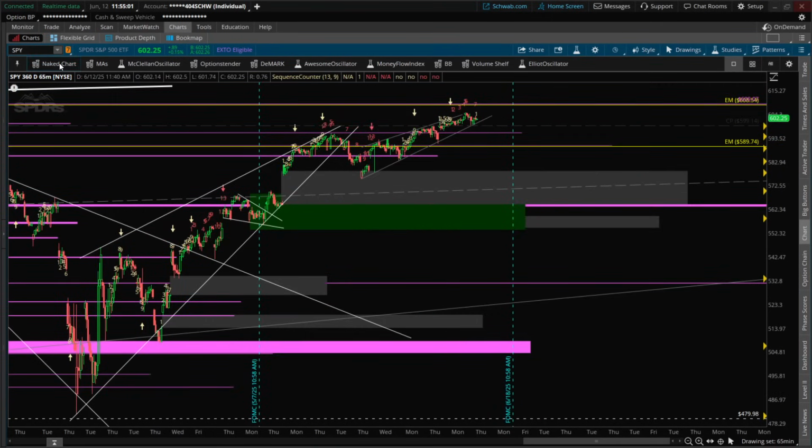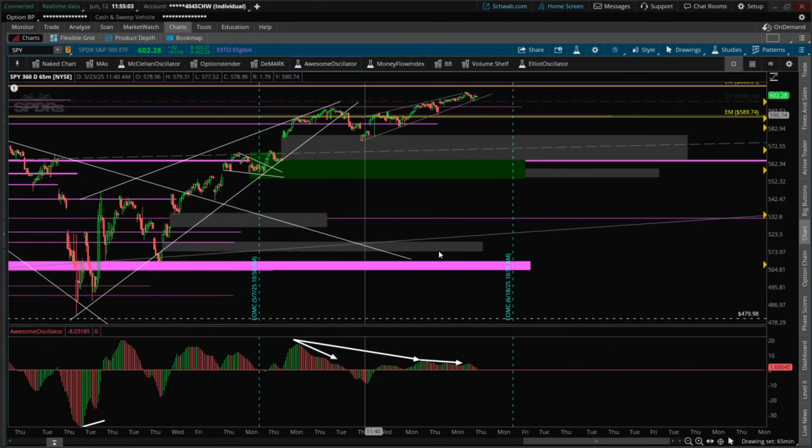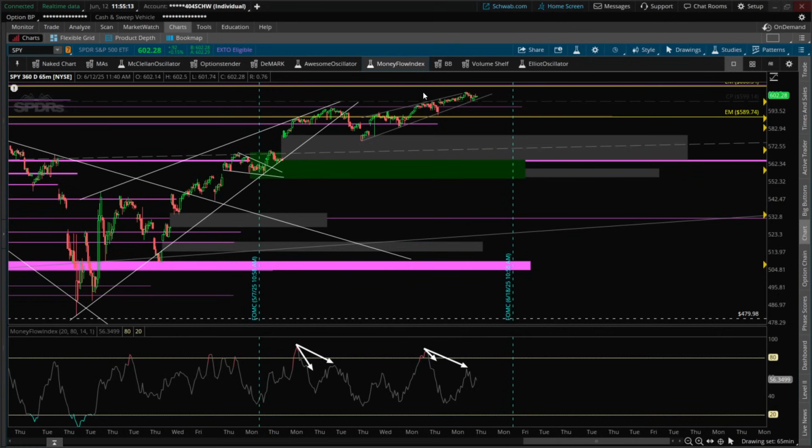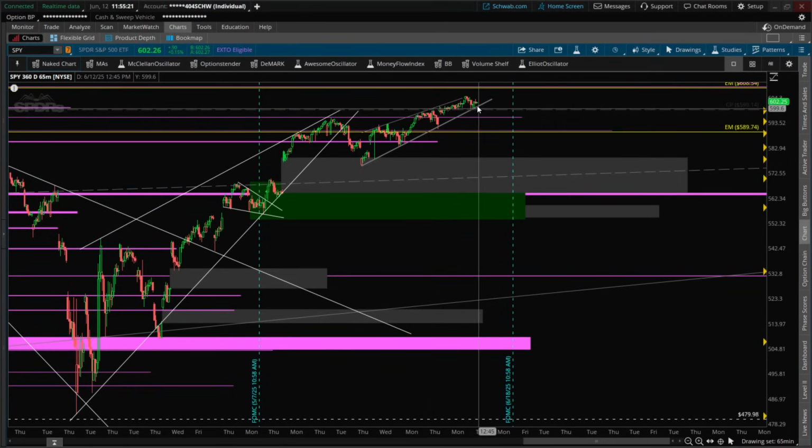Okay, Elliott oscillator. Again, made a divergent high right there. Boom, rolling over is imminent. Again, negative divergence, and this is starting to roll over too. So I think this is playing out on the lower time frames. It's just a matter of pausing here and then maybe getting follow through tomorrow.